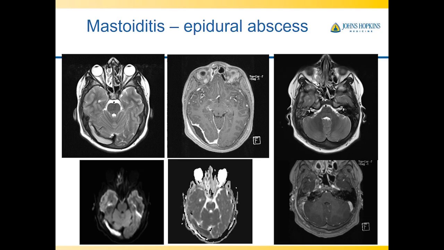You might also notice that there is infection in the paranasal sinuses on the right side in this particular case, where some diffusion restriction is present within the right anterior ethmoid that shows opacification and peripheral enhancement as well.